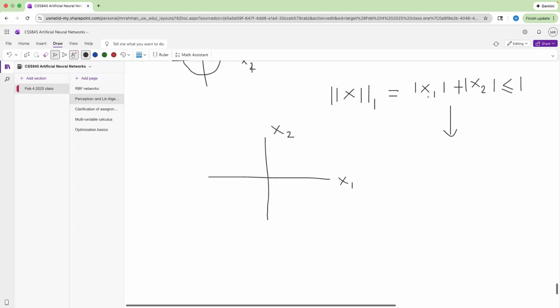So if you look here, let's say x1 and x2 are both positive, right? Then this becomes x1 plus x2 less than or equal to 1. So that's a line like this, right? Everything from here to here, this region, is a set of vectors that have L1 norm less than or equal to 1. And if you change the signs around, you're going to get something like this. Okay, so this is the L1 norm ball.